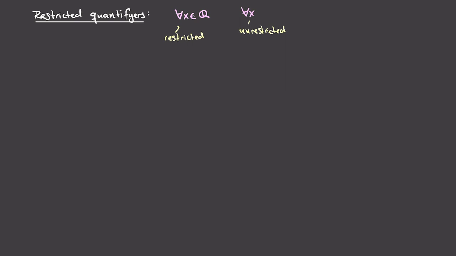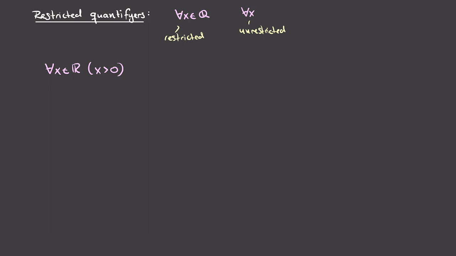Now it's possible to move between both of these forms, and I'll illustrate how to do this. For this, let's consider the following two statements which use restricted quantification. So consider the statement for all x in R, x is strictly greater than 0. In this case, this statement happens to be false because, in fact, there are real numbers which aren't strictly positive.